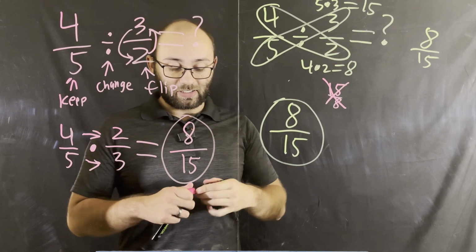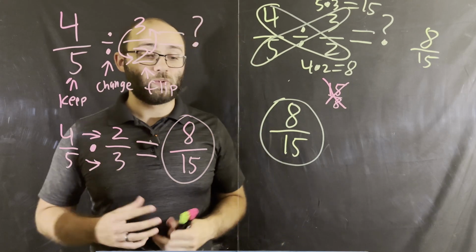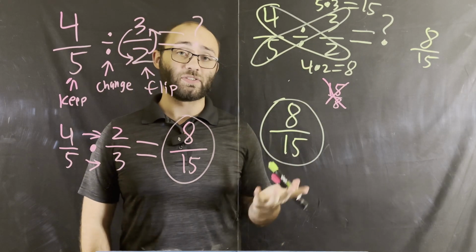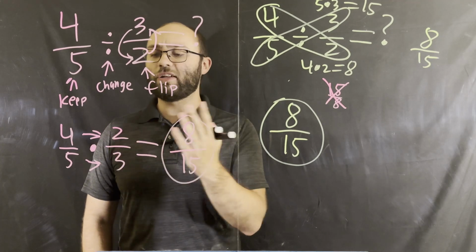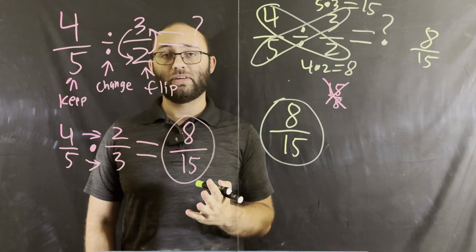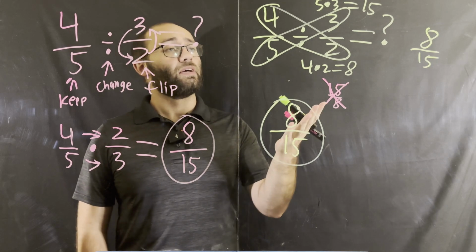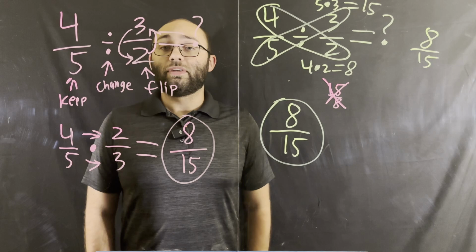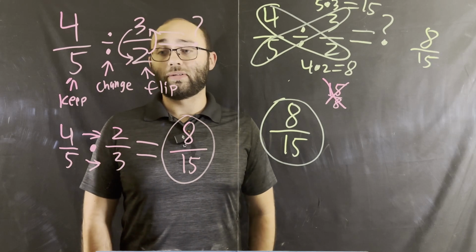If I had to make a suggestion for which one to really work with, I would say cross multiplying. There's a couple other applications for it that we use it for. Keep, change, flip is pretty much only used for this scenario, but cross multiplication has a couple other uses. But either one you can choose, and they both work.